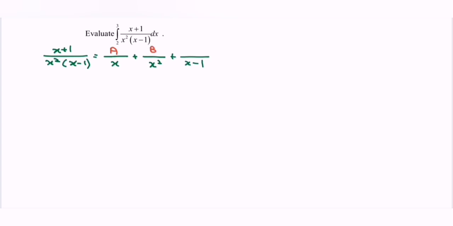Next, we have c, because the factor at the bottom, the denominator x minus 1, is a linear factor. So rewrite the situation: x plus 1 equals a x multiplied with (x minus 1) plus b (x minus 1) plus c x squared. So we need to find the values a, b, and also c.